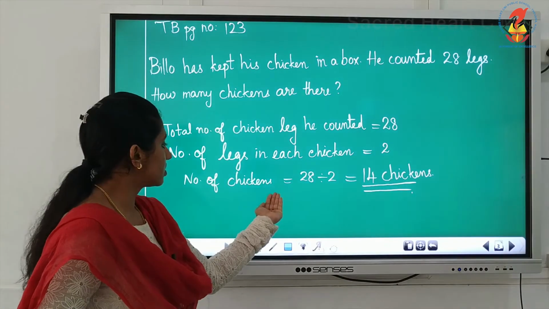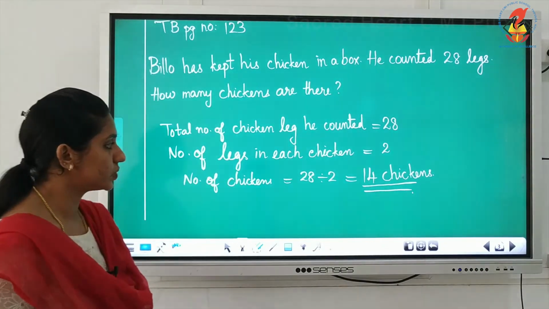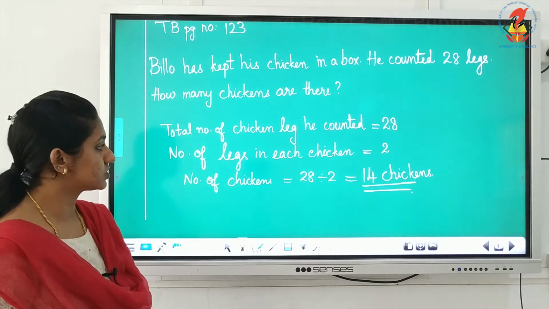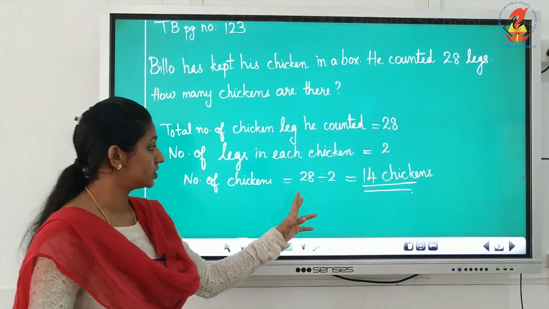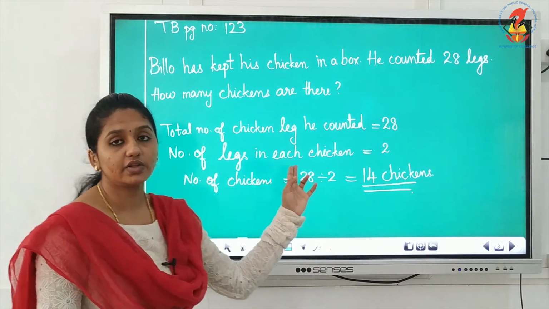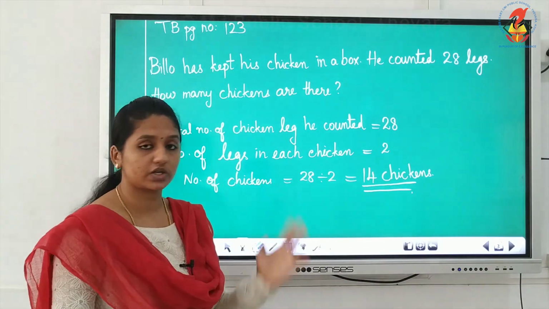So, the number of chickens is 28 divided by 4, it's 40. Sorry, 28 divided by 2. 28 divided by 2 is equal to 14.